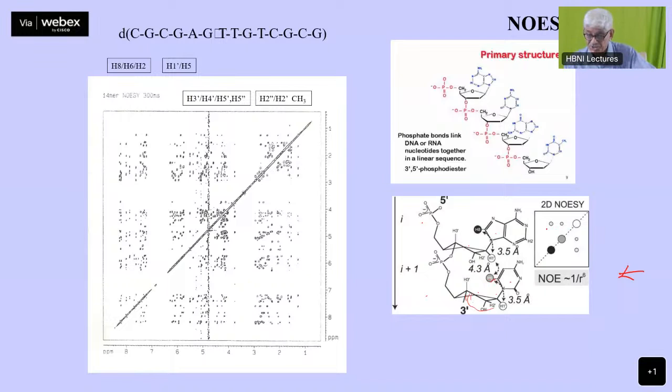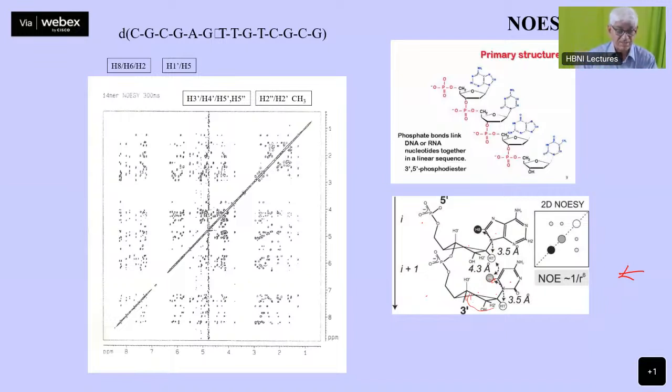From this you will see correlations in the NOESY spectrum. They will have different intensities, and this intensity will depend upon the inverse 6th power of the distance between these proton pairs, and therefore the distances are also important. You have to see how much the distance is in these cases. So this distance is 3.5 angstroms, and from here to here it is 3.5, from here to here it is 4.3 angstrom, and accordingly the intensities of the peaks will also be different. So you can monitor this to calculate the structure of the entire long DNA sequence.